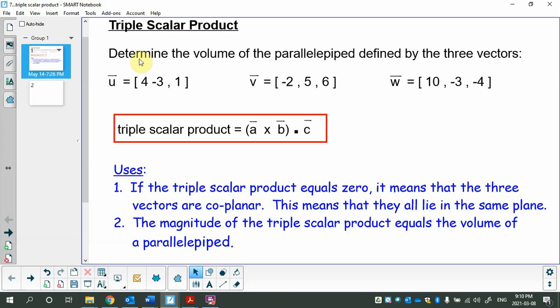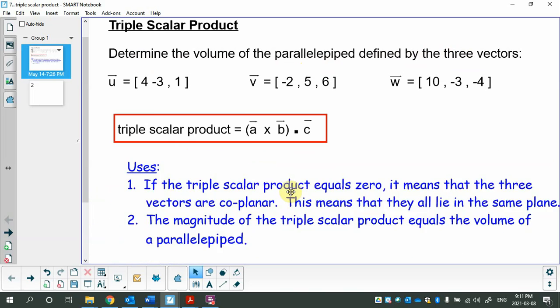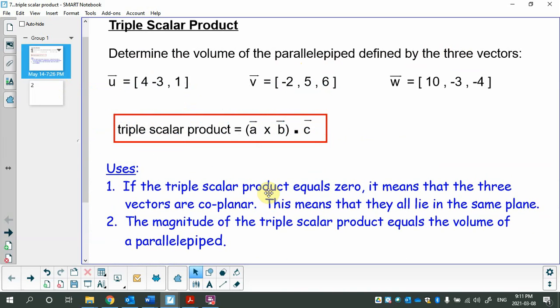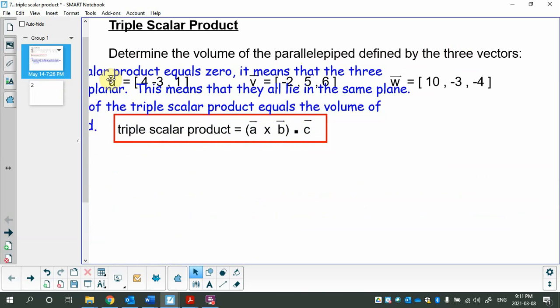So here it is. Determine the volume of the parallelepiped defined by the three vectors. So this thing right here is going to go to the next slide. So if you need it, pause it right now and start scribbling. Okay, time's up.